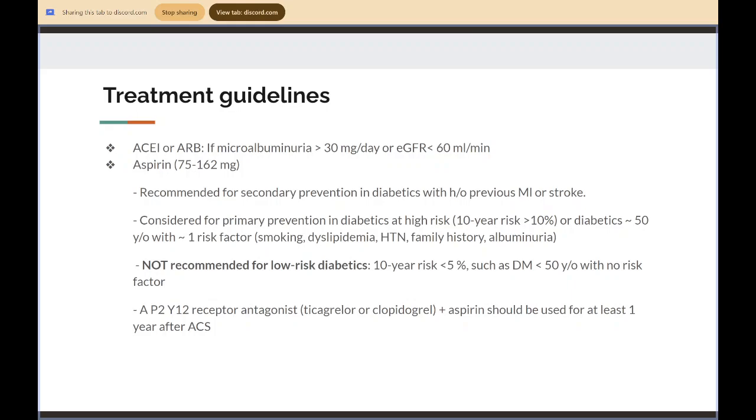A P2Y12 receptor antagonist, such as ticagrelor or clopidogrel, plus aspirin should be used for at least 1 year after acute coronary syndromes. Can anyone in the chat tell me a brand name for ticagrelor, please? In the chat, ticagrelor.